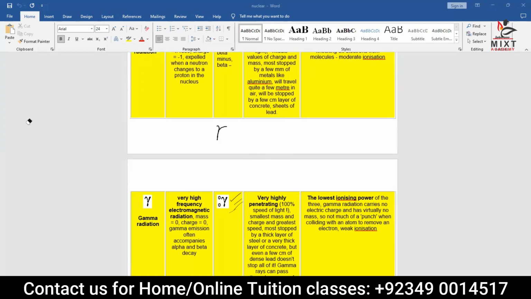Another way of representing the gamma rays is this. Mass number is 0 as well, while atomic number is 0 as well. They neither turn towards the cathode electrode nor towards the anode electrode. Gamma radiations are very high frequency electromagnetic radiations. Their mass and charges are 0.